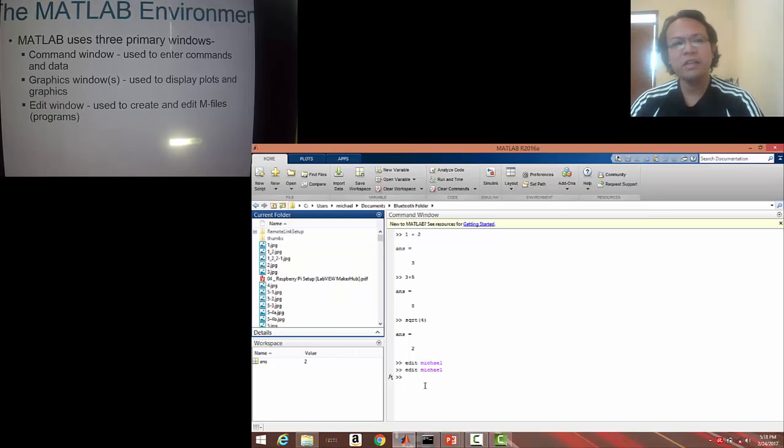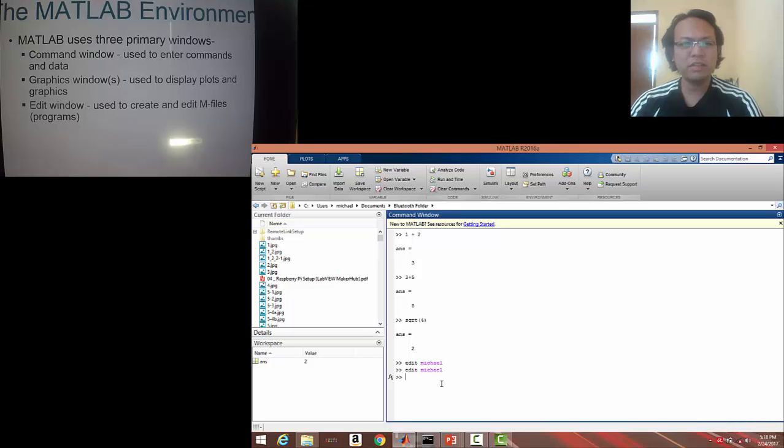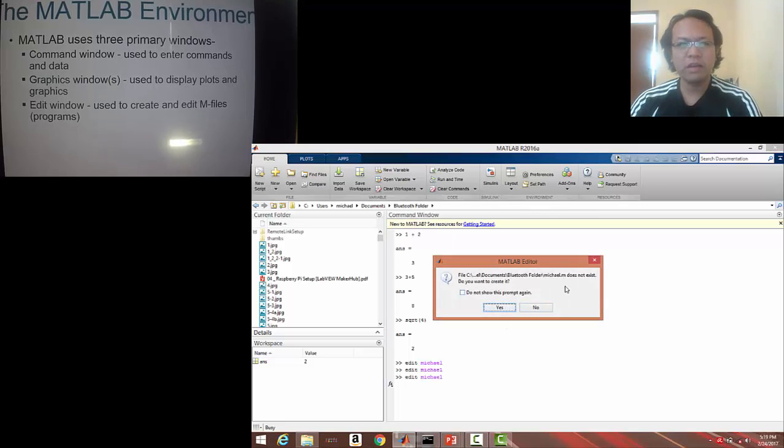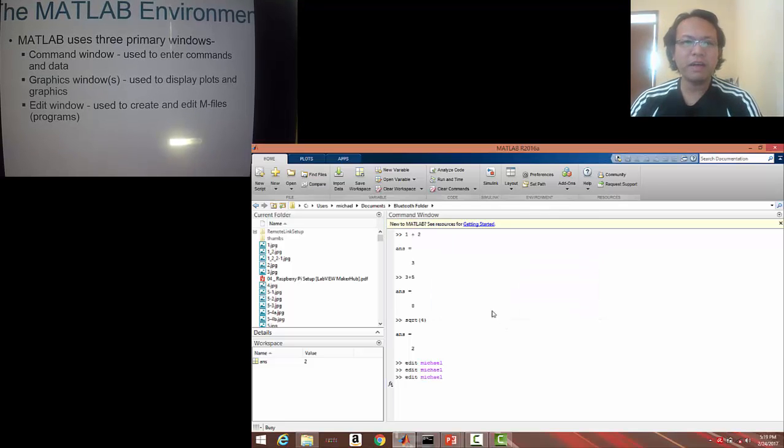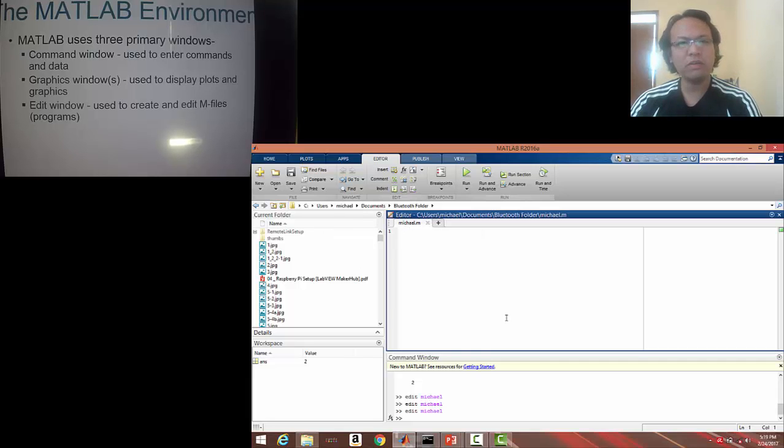Okay, for example, like that. So we are in that folder. This is an example, and then you say, edit Michael, for instance. Okay, it will open an M file in that folder. Earlier we were in the System 32 Windows folder, so that was not possible. So here we have now opened it in this folder. Okay, so this is the edit window that I'm trying to show.